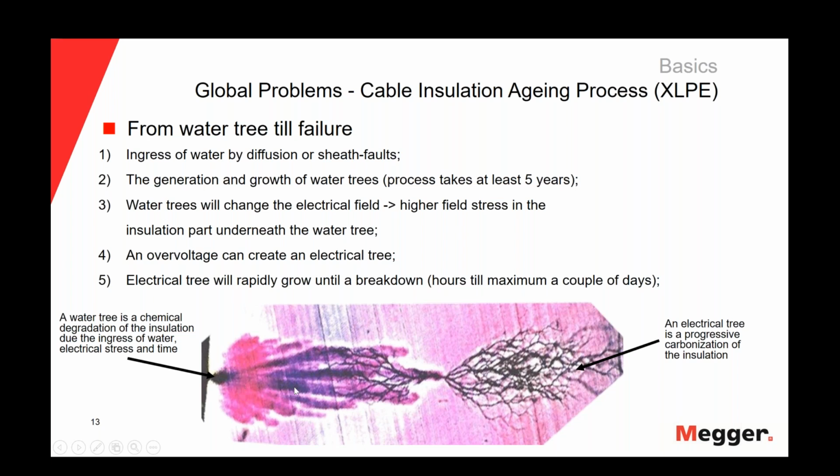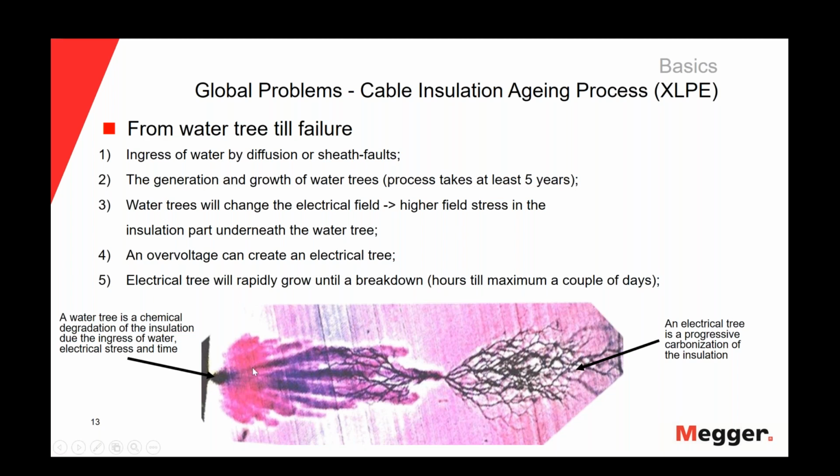So the ingress of water together with the electrical stress in my cable will start the generation and growth of water trees. And this will be a very, very long process that will take at least 5 years. But once the water tree reaches its critical size, like at this point, the water tree will convert into an electrical tree. And an electrical tree is a progressive carbonization of the insulation.